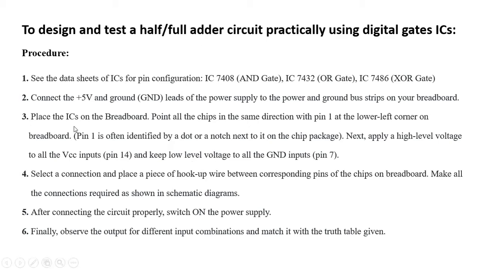Place the IC on the breadboard and point all the chips in the same direction, pin 1 at the lower left corner on the breadboard. Give +5 volt to pin 14 and ground to pin 7 of all the ICs. Now select a connection and place a piece of hook wire between corresponding pins of chip on the breadboard. Make all the connections which are required as shown in schematic diagram, and after connecting the circuit properly, switch on the power supply. Finally, observe the output for different input combinations and match it with the truth table given.